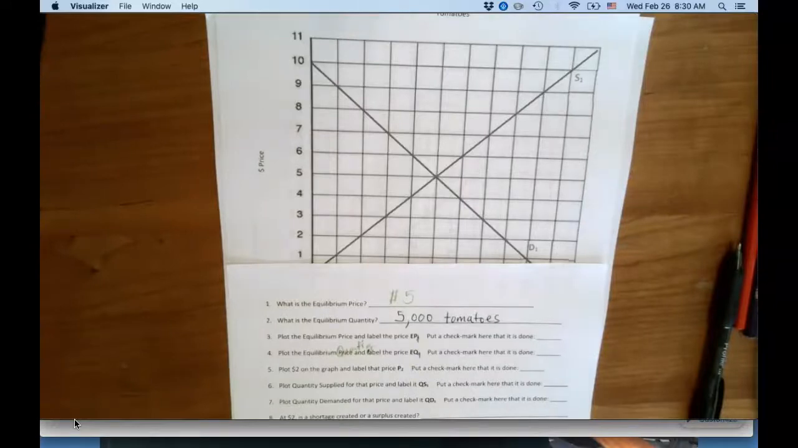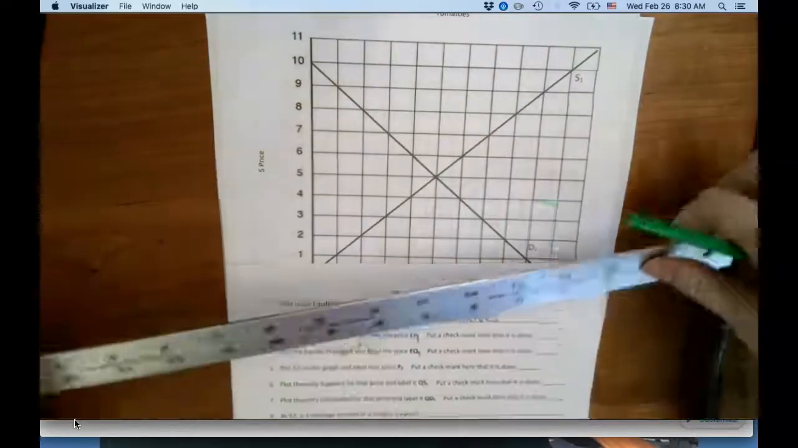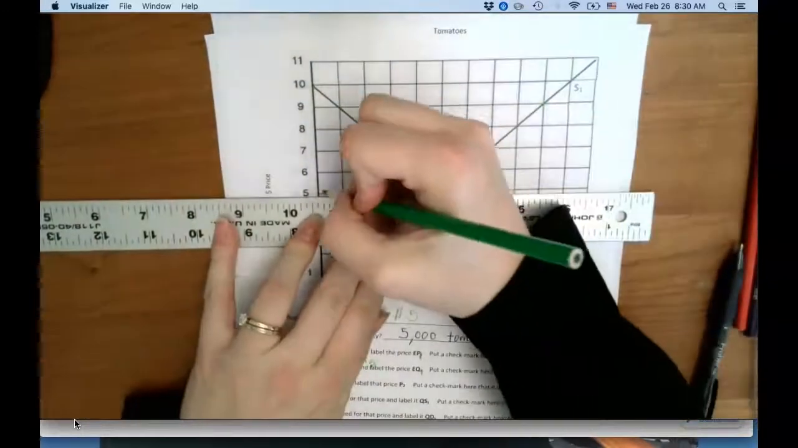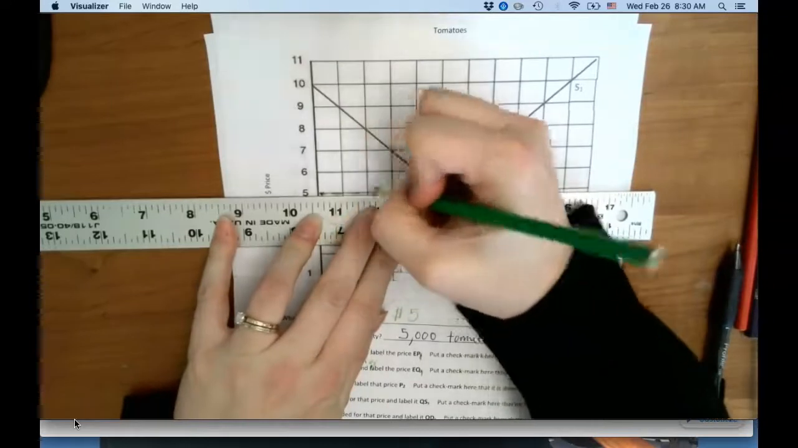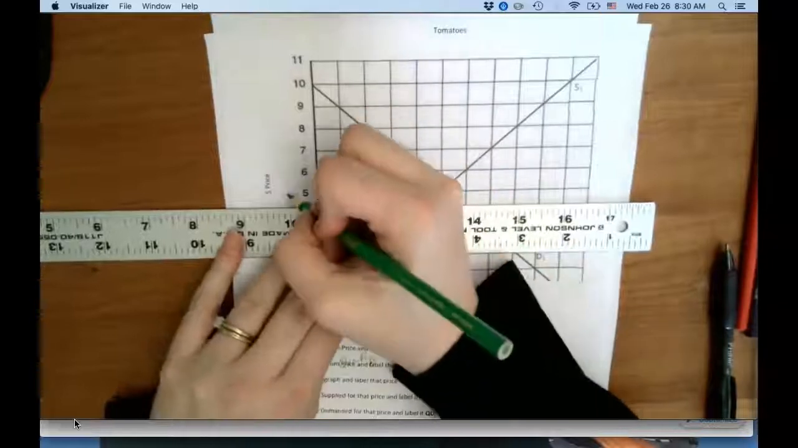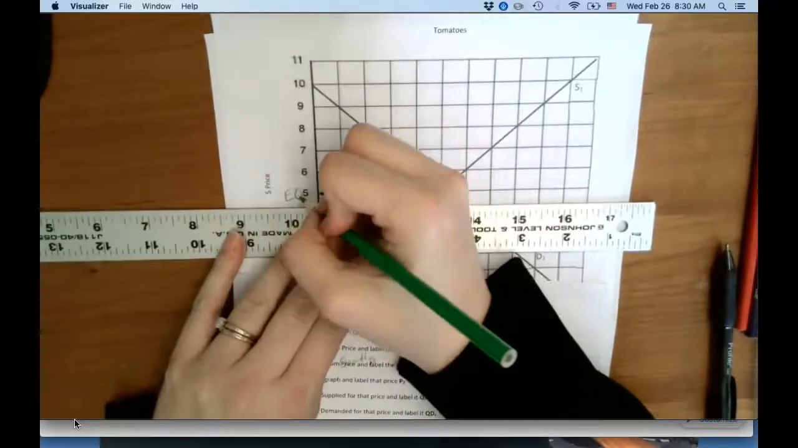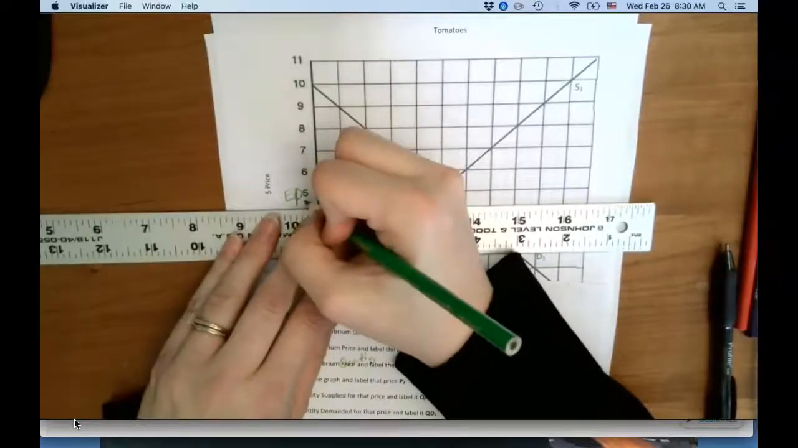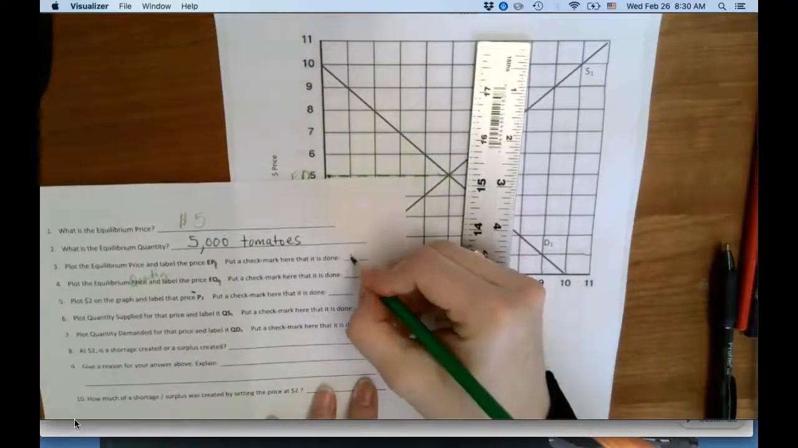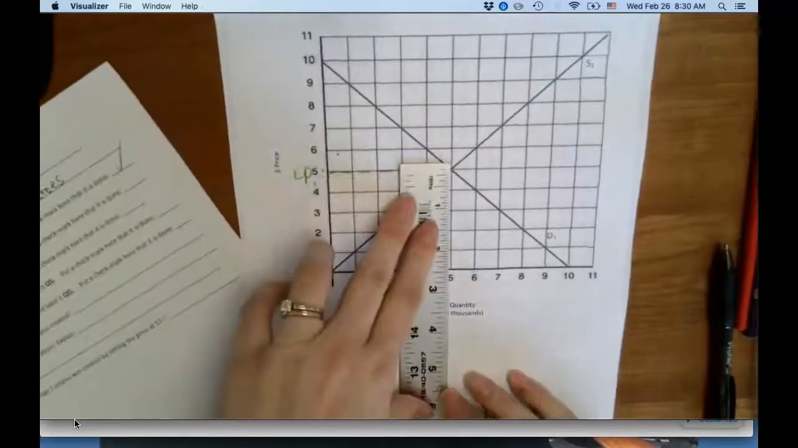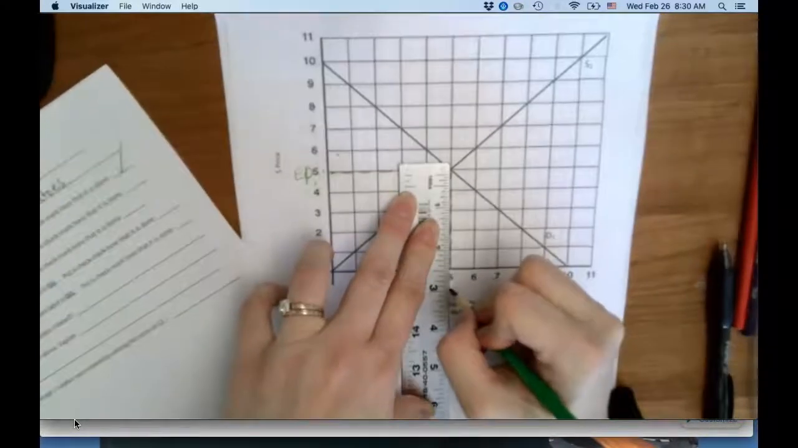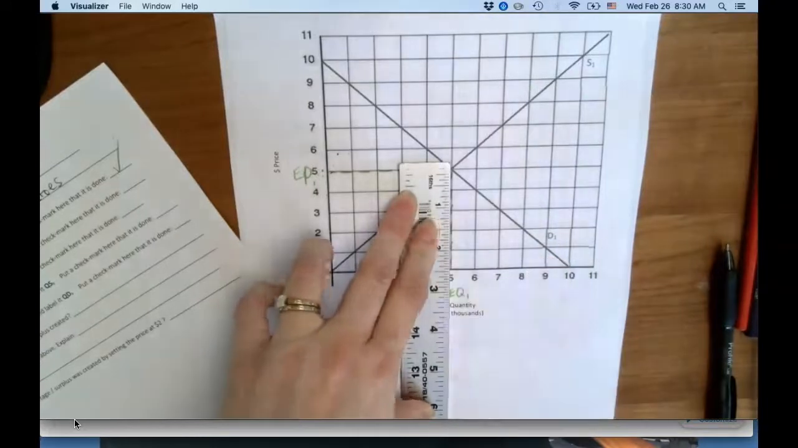You don't have to have a ruler, but some sort of straight edge definitely makes it easier. And so here we go. Remember, dotted lines for prices and quantities. Dotted line, equilibrium price 1, and then I'm going to put a check mark, boom, done. Then equilibrium dotted line, quantity 1.